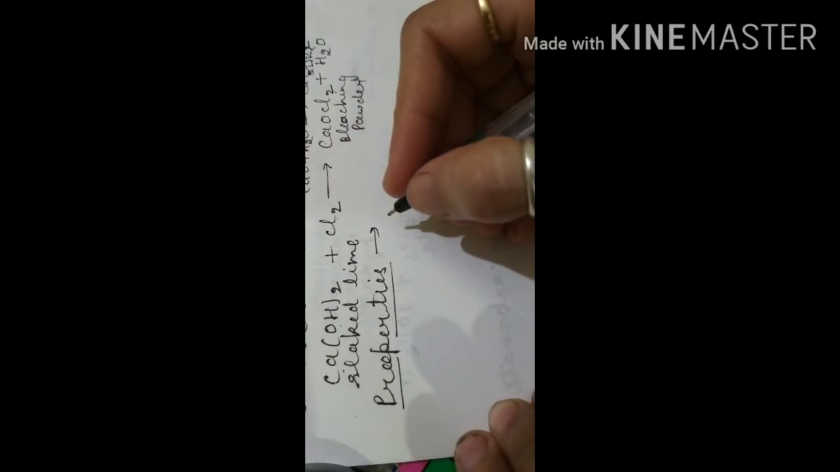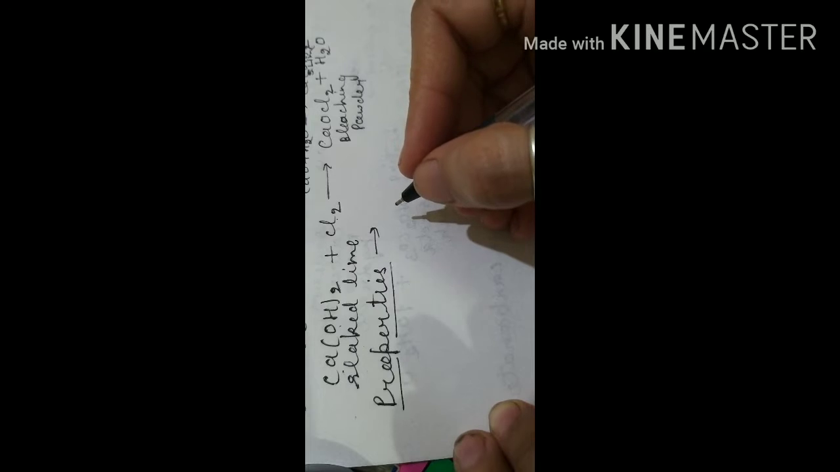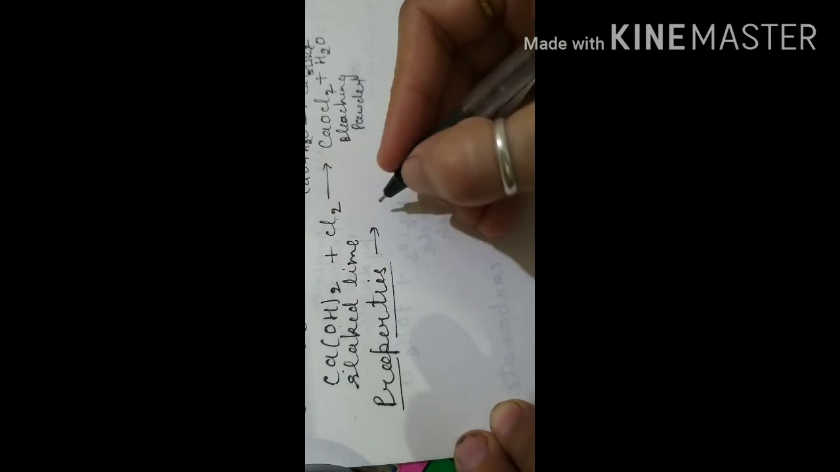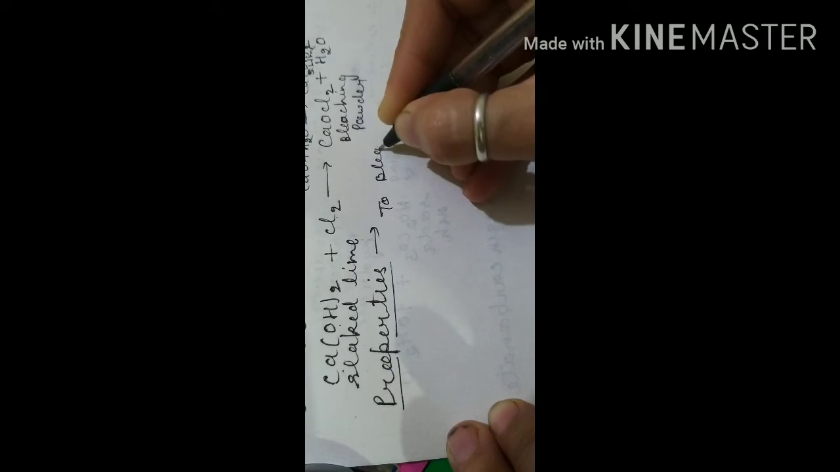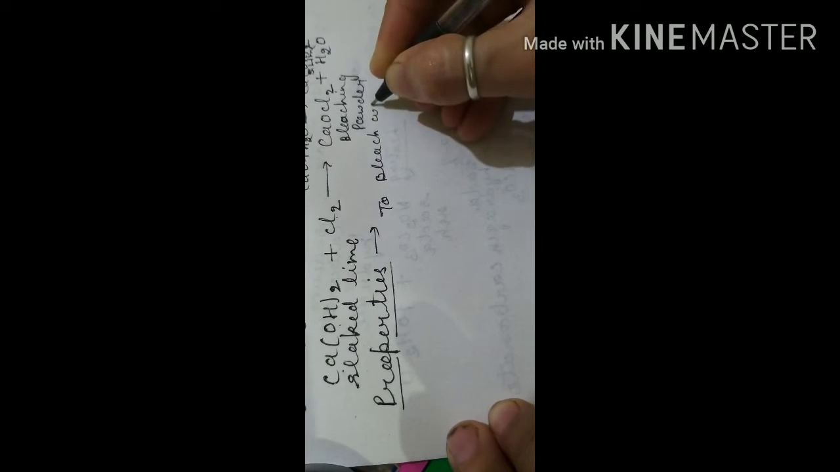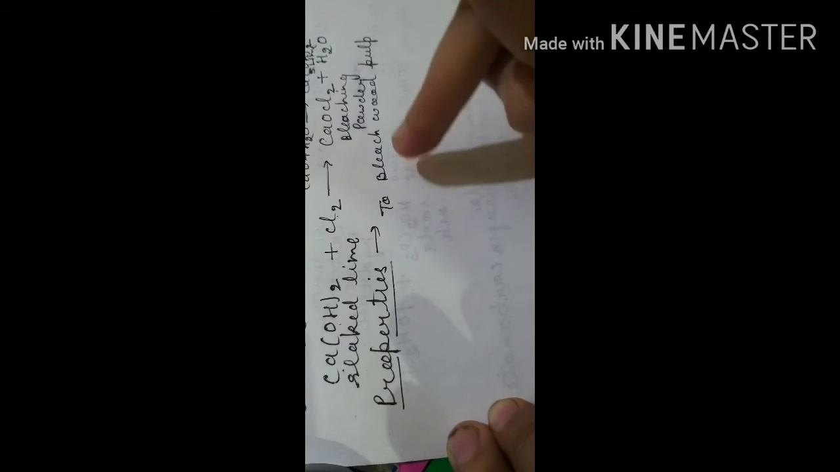So let us discuss some of its properties. It is a pale yellow powder. It is most probably used to bleach color, or it is used to bleach wood pulp also. To bleach, this is the use, okay? To bleach wood pulp, especially in the paper industry, okay? Actually the paper which we see is white in color, but the color of the pulp is brown, okay? So bleaching powder is used to bleach the wood pulp, okay?